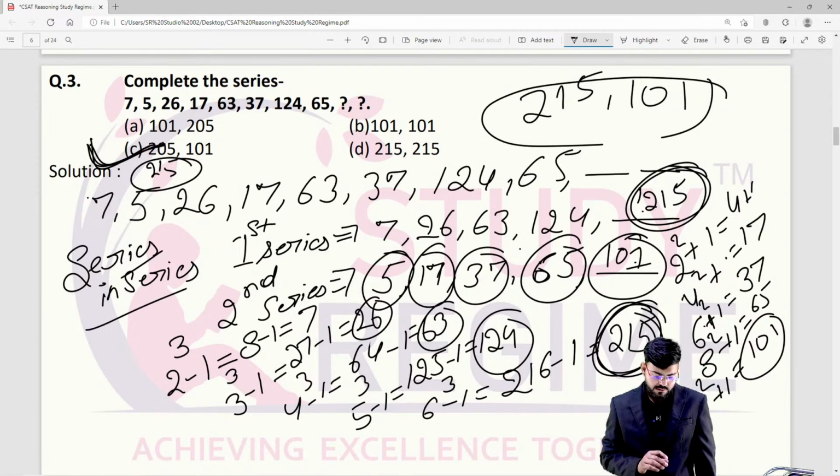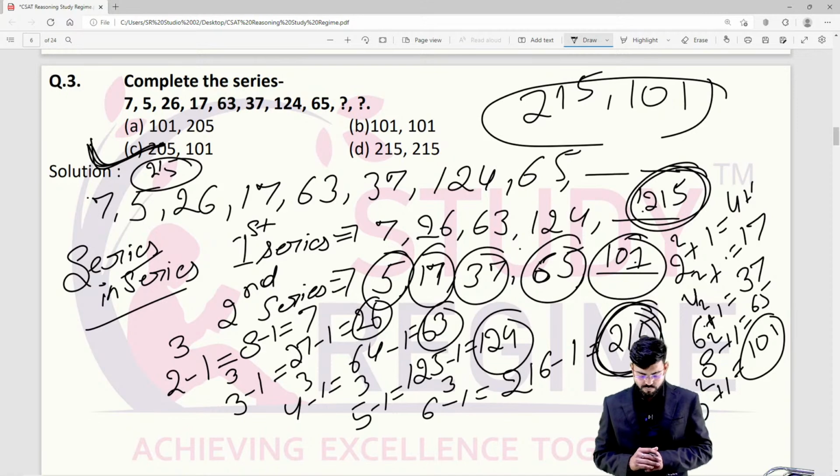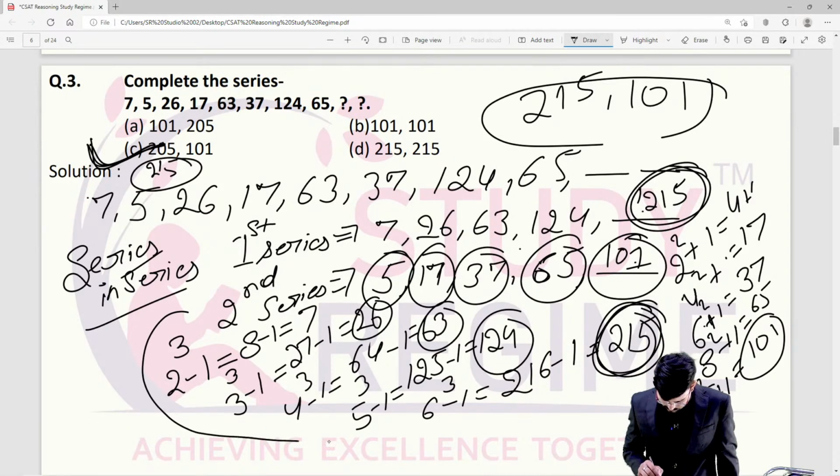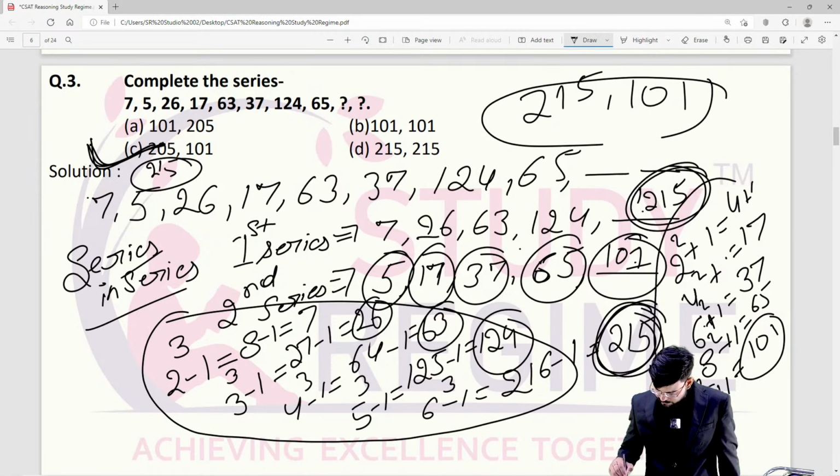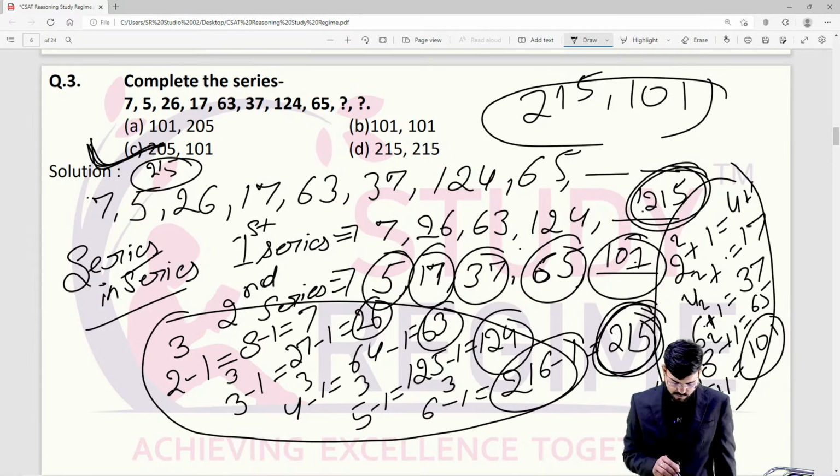You understood what we have done? This is a question of series in a series. So we have to find how many series are there in a given series. So in this current question, there are two types of series: 7, 26, 63, 124 and so on, and you have to find the other series 5, 17, 37 and 65. So the first series, the pattern follows like this, and for the second series the pattern follows like this. So you can calculate like this: 215 and 101. If there is a small mistake, you can write 205 as 215 and the second option is already there, 101. So your answer will be C.